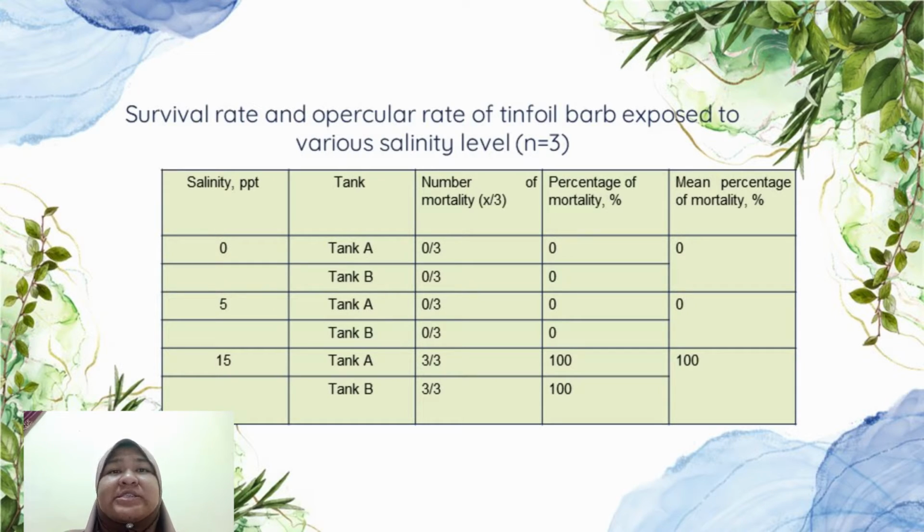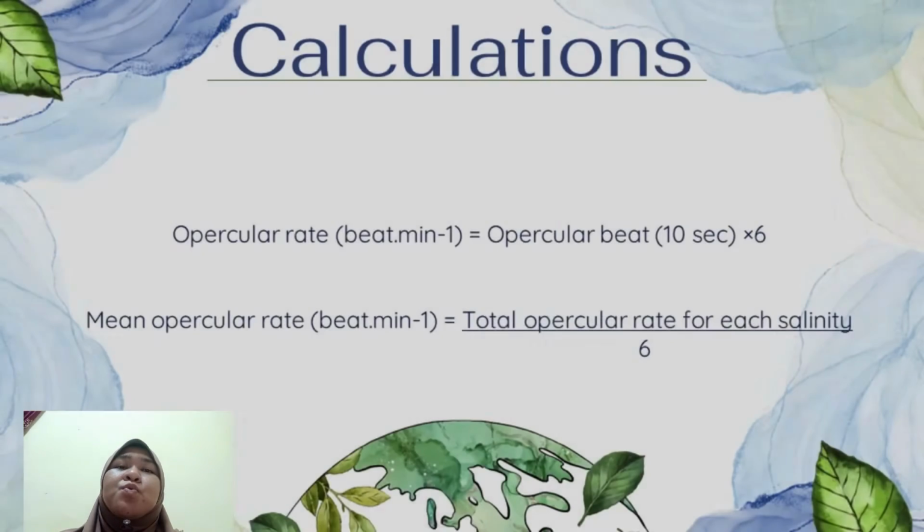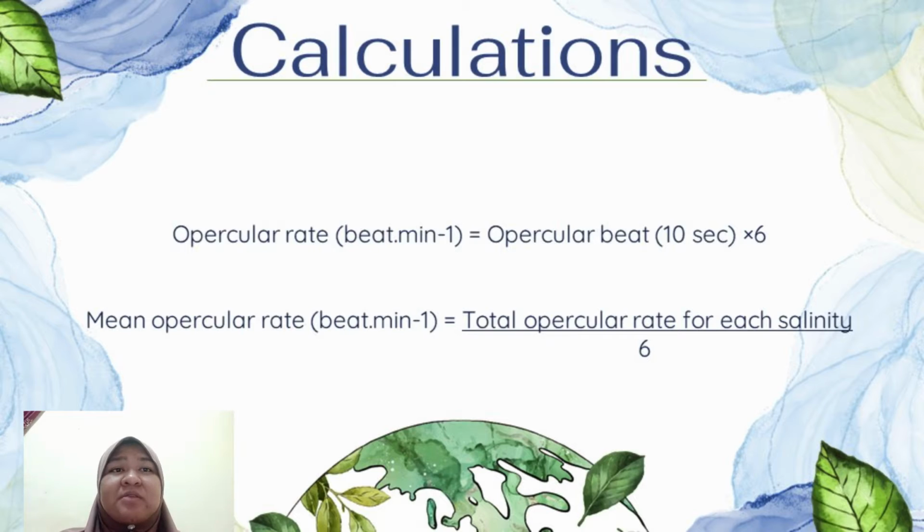For the calculation, we can find the opercular rate by multiplying the opercular beat for 10 seconds by 6, because 1 minute is equal to 60 seconds. So we have the result for 10 seconds, and we need to multiply it by 6 to get the opercular beat for 1 minute.